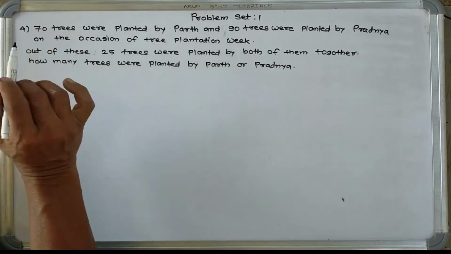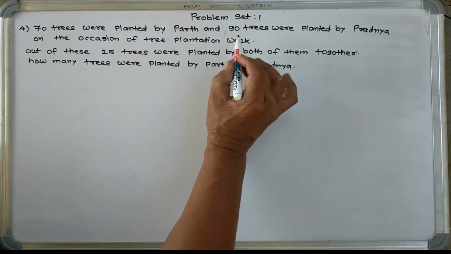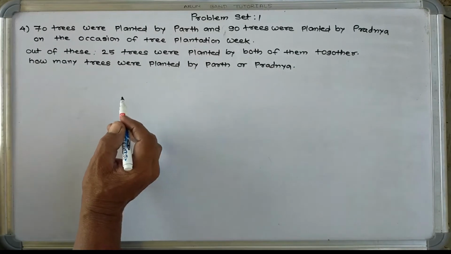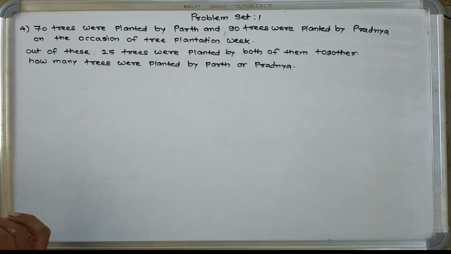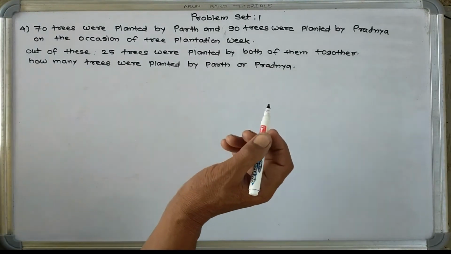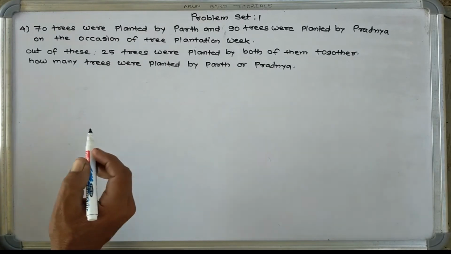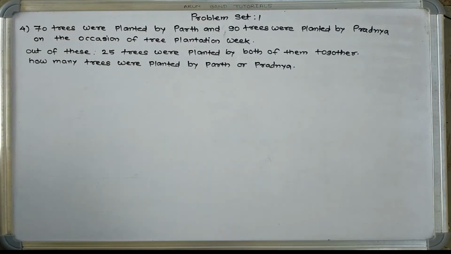Parth has planted 70 trees, Pradnya has planted 90 trees, and out of these 25 trees are planted by both. Then here we have to find out the trees planted by Parth or Pradnya. So first we will write the sets.